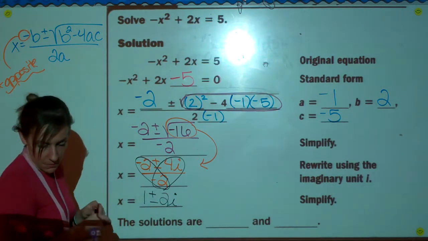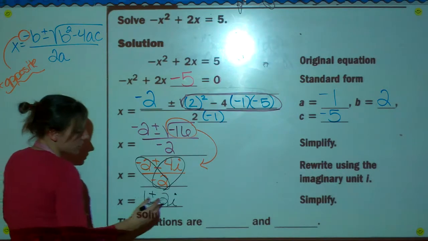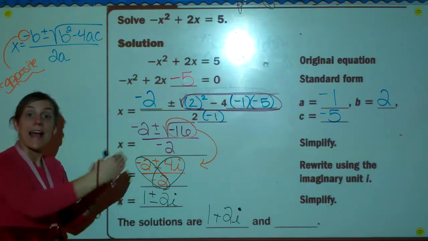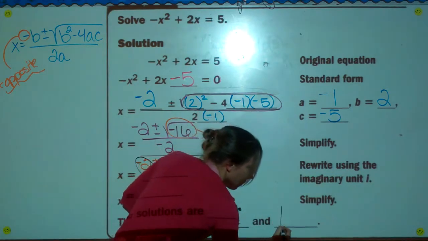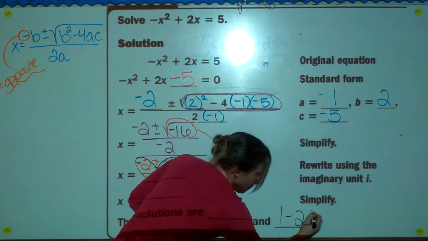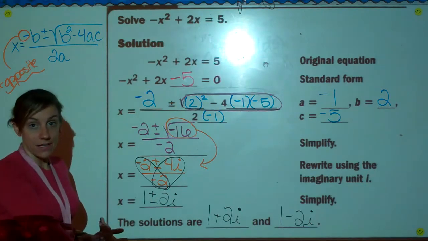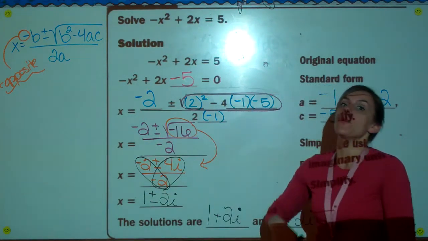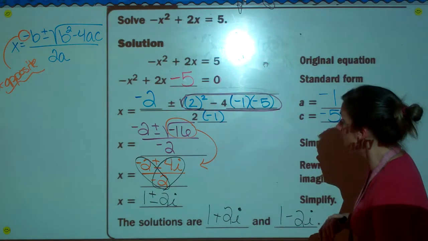All right? So the solutions are 1 plus 2i, because you could add that, and 1 minus 2i. 1 is the adding answer, 1 is the subtracting answer. Kind of like when we square root, we would get a positive or a negative, okay?